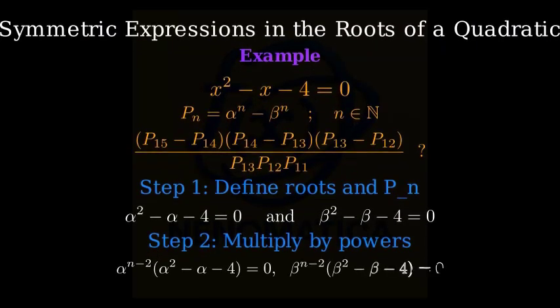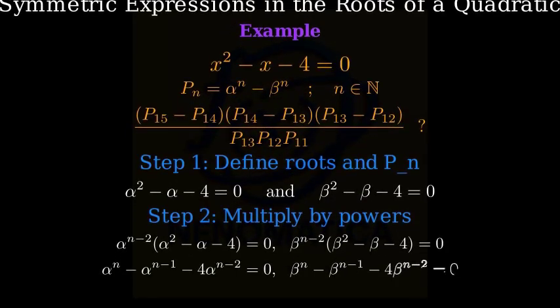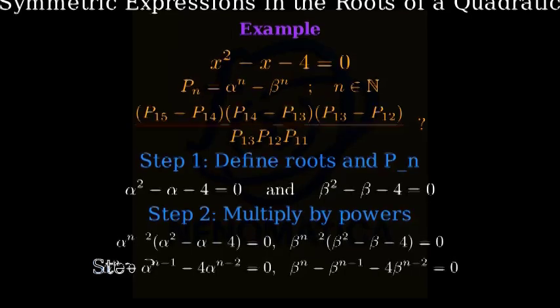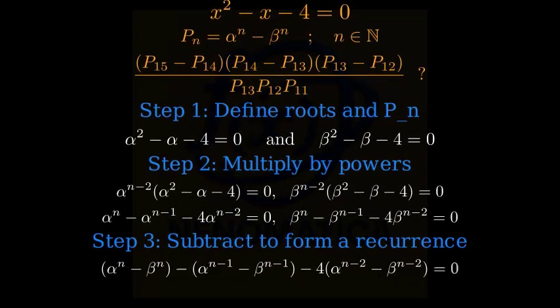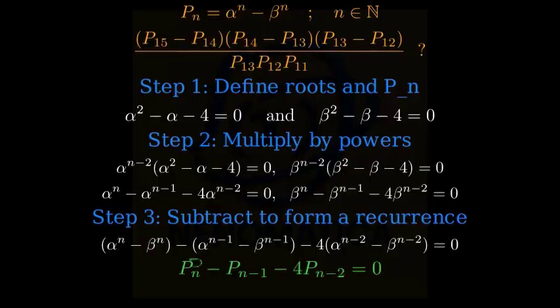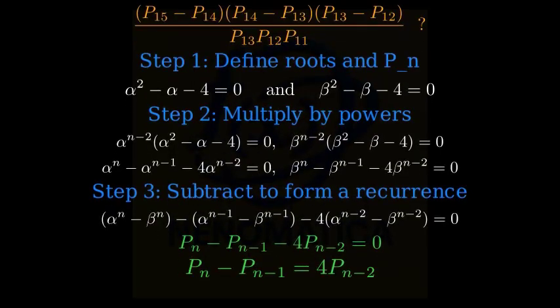Expanding gives alpha to the n minus alpha to the n minus 1 minus 4 alpha to the n minus 2 equals 0, and beta to the n minus beta to the n minus 1 minus 4 beta to the n minus 2 equals 0. Step 3. Subtract the second expanded equation from the first. The differences group naturally into p sub n minus 1, and p sub n minus 2. That yields the recurrence p sub n minus p sub n minus 1 equals 4 times p sub n minus 2.